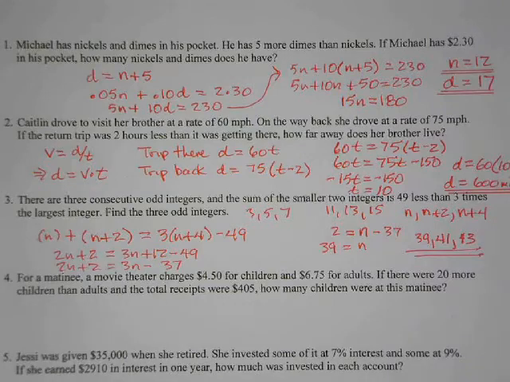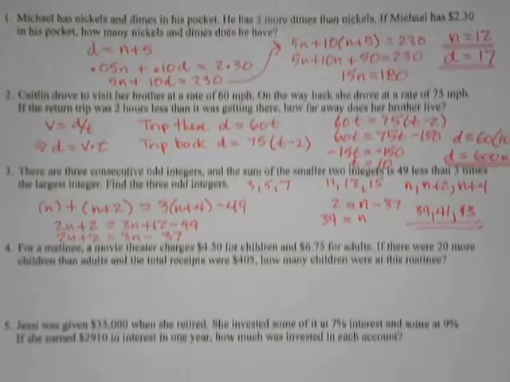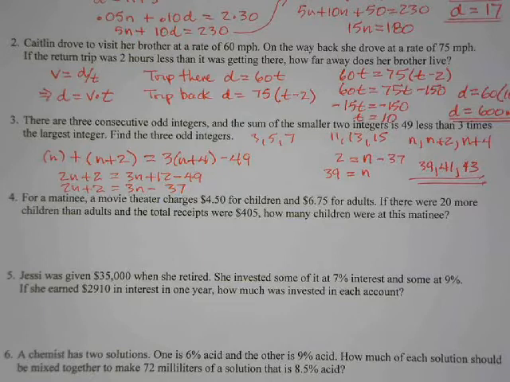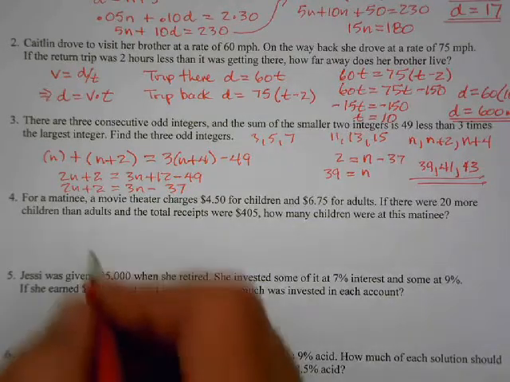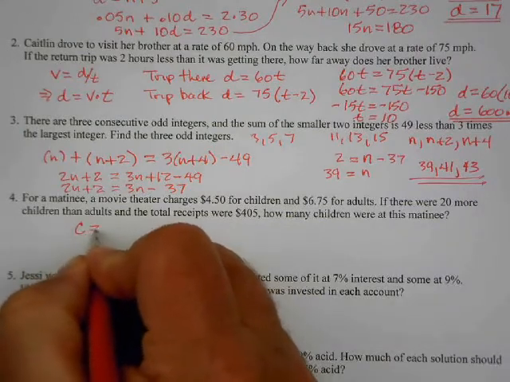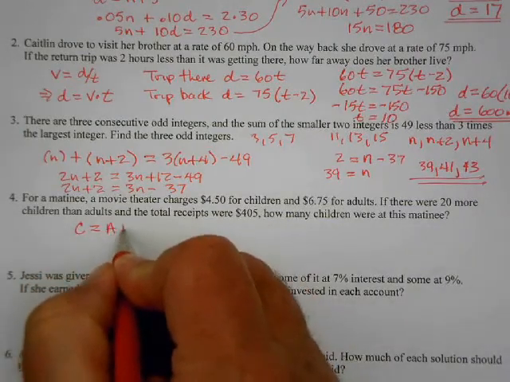Okay, problem 4. For a matinee, a movie theater charges $4.50 for children and $6.75 for adults. If there were 20 more children than adults and total receipts were $405, how many children were at the matinee? So, children and adults. And again, there are 20 more children than adults.